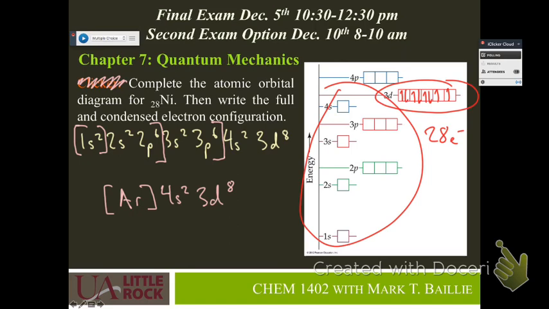As Jackson was pointing out, there are some exceptions where it's more stable to half fill the 3d's than it is to have 4s completely filled. So sometimes you'll see 1 electron in 4s and 5 in 3d, or 10 here and 1 there. There are a couple of elements you'll run across, anything under copper, anything under chromium, that are going to have half-filled 4s's instead of the d's. So keep an eye out for that. We're not going to spend a lot of time on justifications of that.